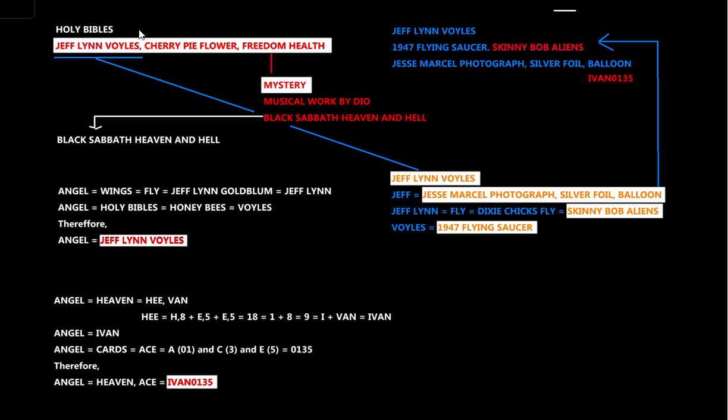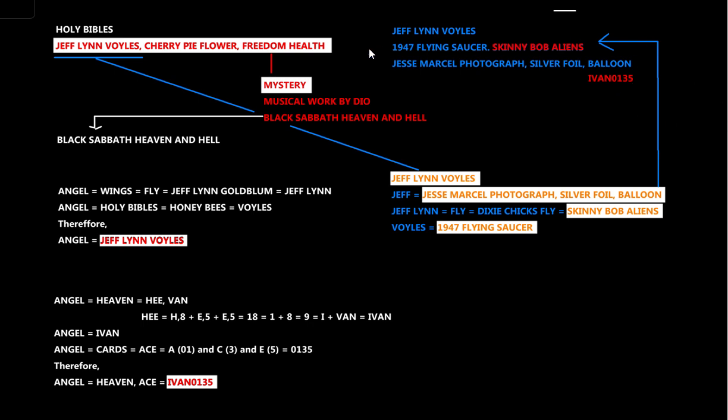So Holy Bibles translates to honeybees, which references honeybees fly. That phrase translates to Jeff Lynne Voiles. Jeff Lynne Voiles, in turn, translates to Jesse Marcel photograph silver foil balloon, 1947 Flying Saucer, Skinny Bob Aliens. So Jesse Marcel was the major sent to the Mac Brazel Ranch to investigate wreckage from a 1947 Flying Saucer. Later, as part of the cover-up, Jesse Marcel was ordered to have his photograph taken with silver foil and balloon material. The occupants of the 1947 Flying Saucer looked just like the Skinny Bob Aliens in the Ivan 0135 video.